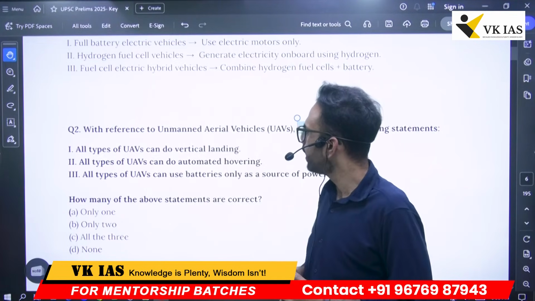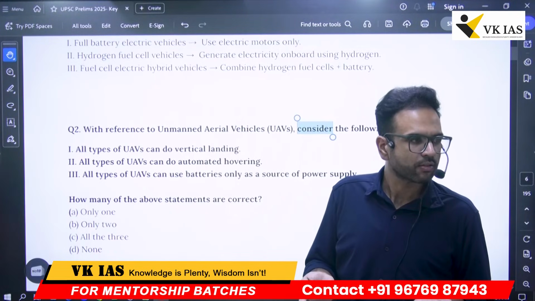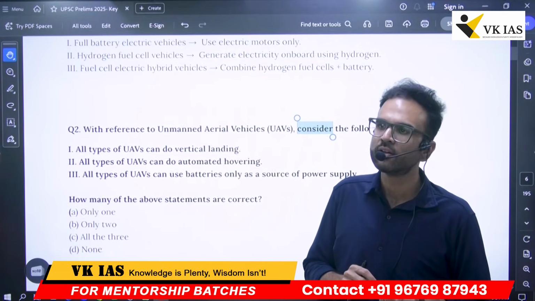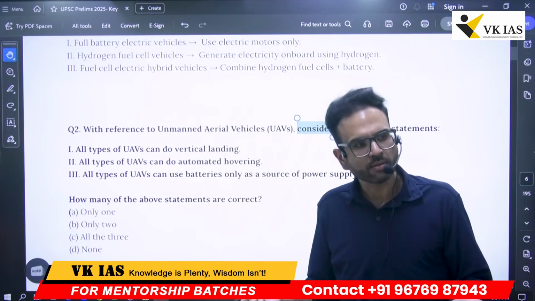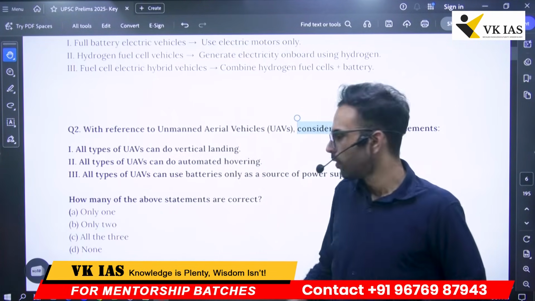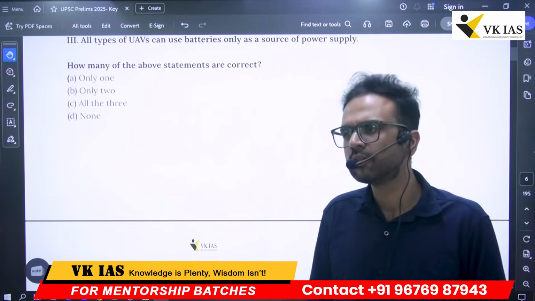All types of UAV can do vertical landing. What if I don't want that option? I should be able to customize it. What logic are you giving me to say that they should definitely land vertically? There's nothing. It will increase the cost sometimes, maybe. So, none. Do you know anything about UAVs now before attempting this question?